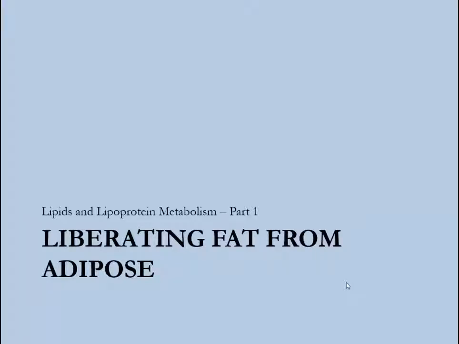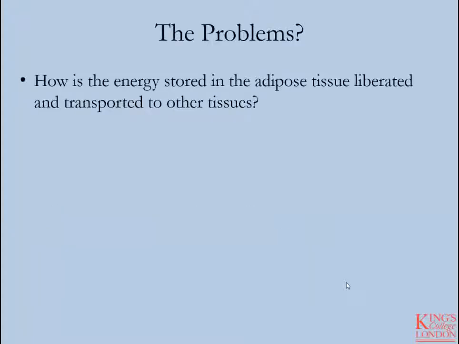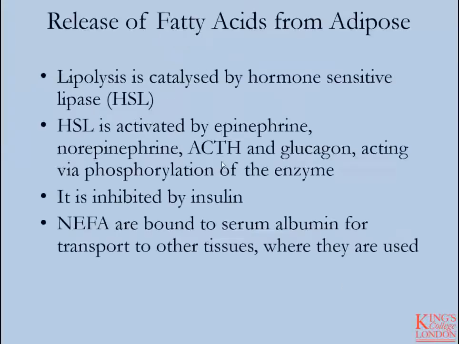The last set of slides in this series are going to address how you liberate fat from adipose tissue and what is the fate of that fat once it's been liberated from storage in adipose. So the problem is, how is energy stored in adipose liberated and transported to other tissues requiring the fatty acids for beta oxidation? The lipolysis of fatty acids within adipose tissues is catalyzed by hormone-sensitive lipase.